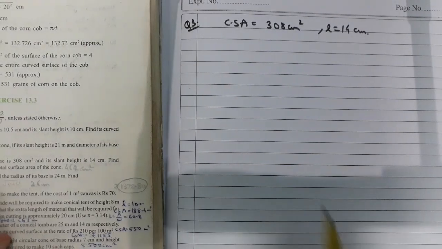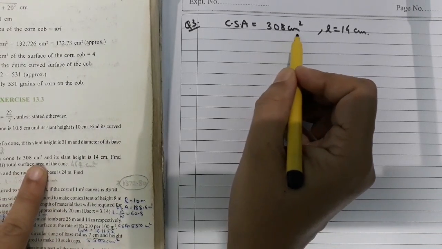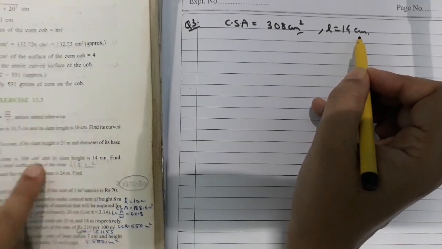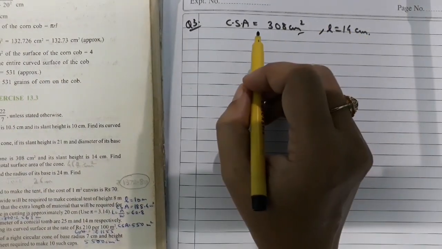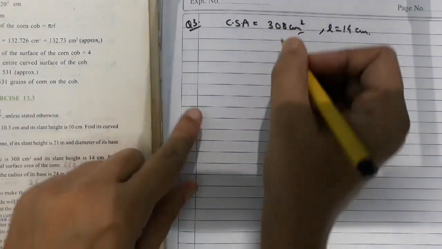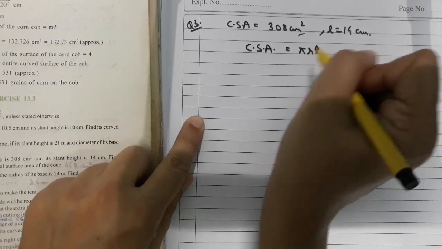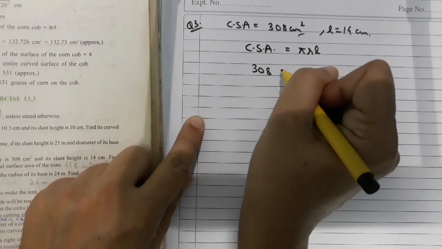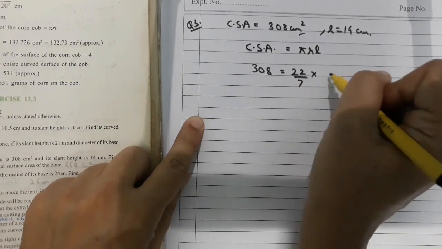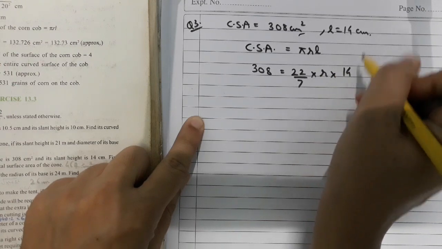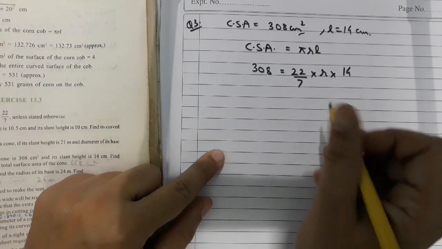Now in the third question, the curved surface area of the cone is given to us as 308 centimeters square and the slant height is 14 centimeters. We have to find the radius and the total surface area of the cone. So we know that curved surface area of the cone is pi rl. We substitute the values. Curved surface area 308 is equal to pi into r into l. We know these values, we substitute them and we have to find the value of r.